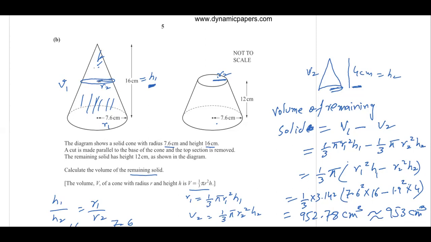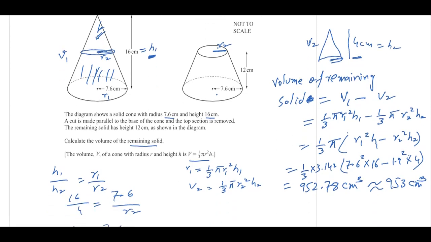So simple. The main thing was we cut apart from this one. So I was actually looking to find the radius of this part, and for that I used the property of similarity. Then from the large cone I subtracted the volume of the small cone and got the volume of the remaining solid. Okay.